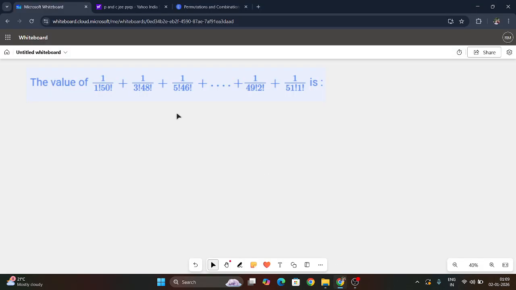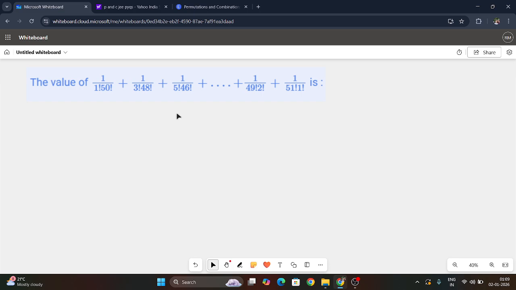Hello students, we have taken the next question of permutation and combination and we will solve it. If you observe the question, it is given that 1 by 1 factorial into 50 factorial plus 1 by 3 factorial into 48 factorial plus 1 by 5 factorial into 46 factorial plus and so on, and at the end it is written 1 by 51 factorial into 1 factorial.